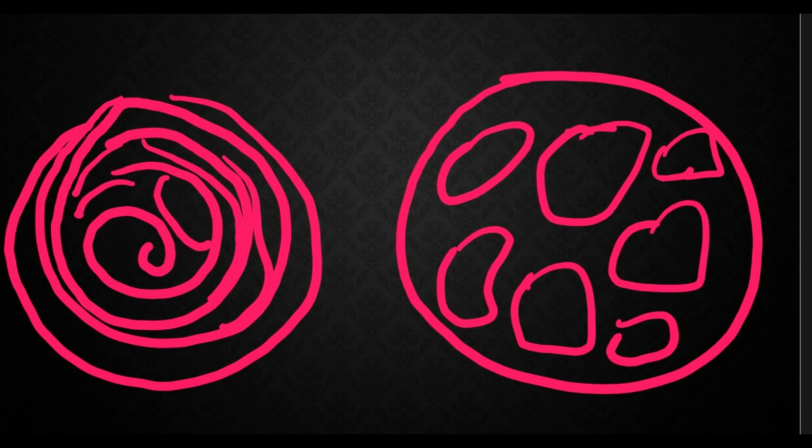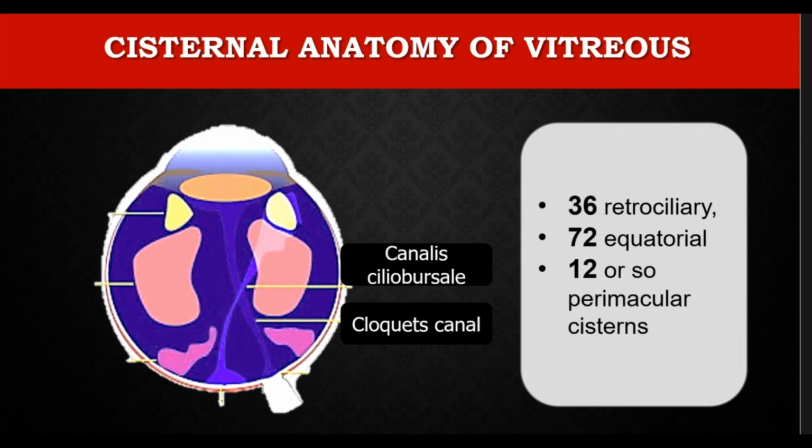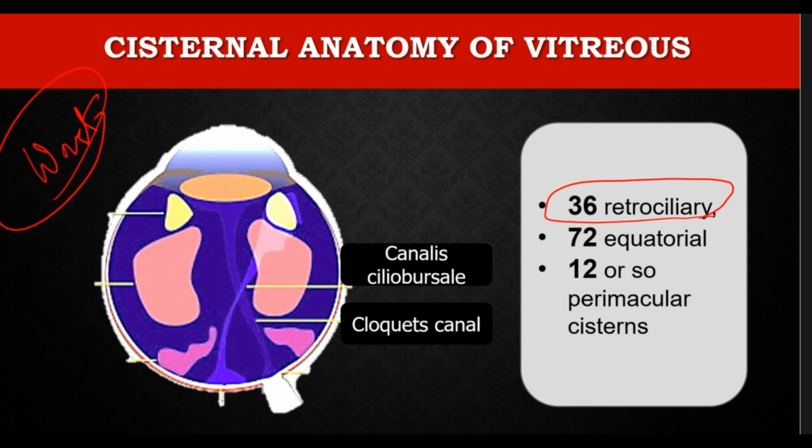Okay, so this was regarding the membranous appearance of the vitreous, but there's another school of thought as well, which says that the vitreous actually has cisterns inside it, and this is known as the cisternal morphology or anatomy of the vitreous. So the main scientist who talked about it was Worst, and Worst basically envisioned a much more complicated structure regarding the vitreous. He believed that there are actually 36 retrociliary cisterns. So let me first try to clarify them.